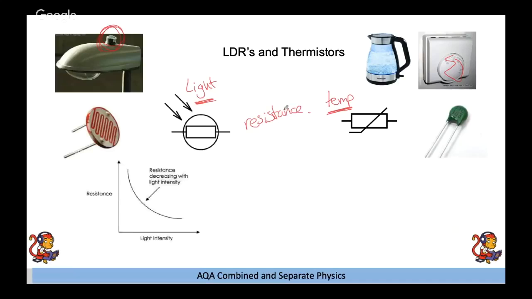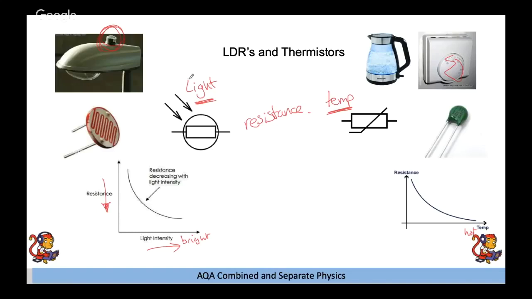So here's the first one. Okay, so for an LDR, as I increase the light, the resistance goes down. It's got that shape of graph, inversely proportional, and exactly the same again for a thermistor. So when we have lots of heat and it's hot, we have a low resistance.